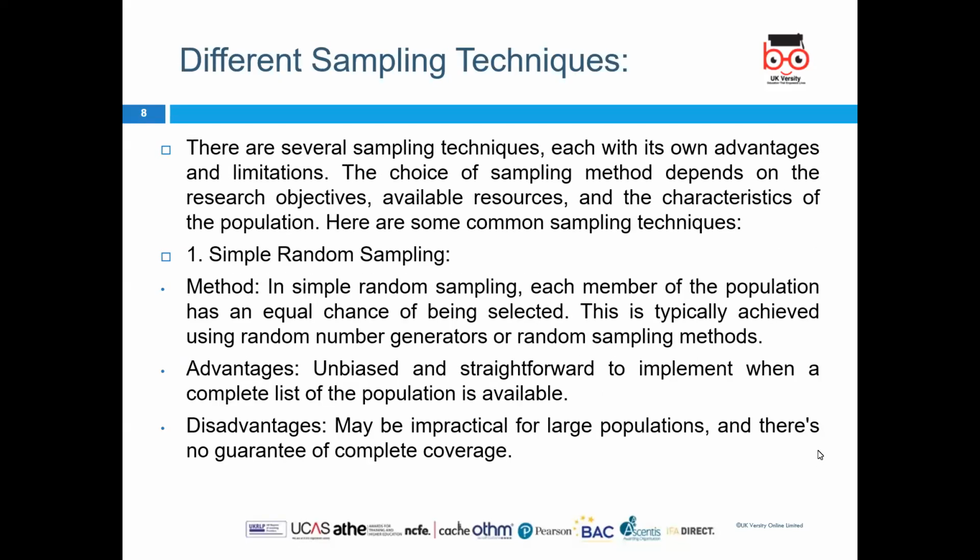So now we look into the different sampling techniques. The first one is simple random sampling. Simple random sampling is basically you select anyone at random in the population. In this, each member of the population has an equal chance of being selected in the sample. This is typically achieved by using random number generators.